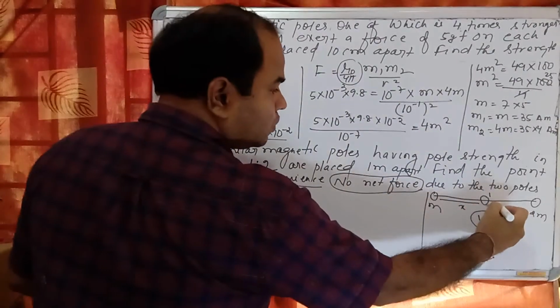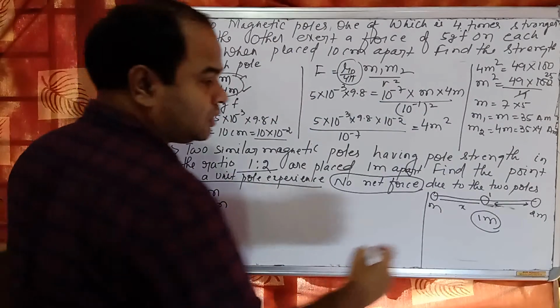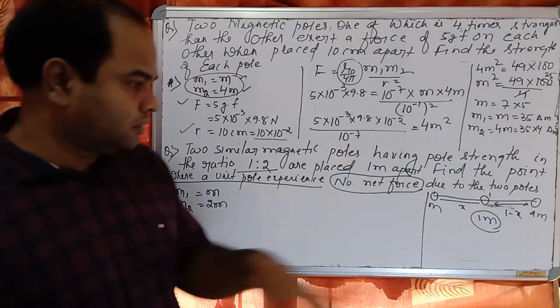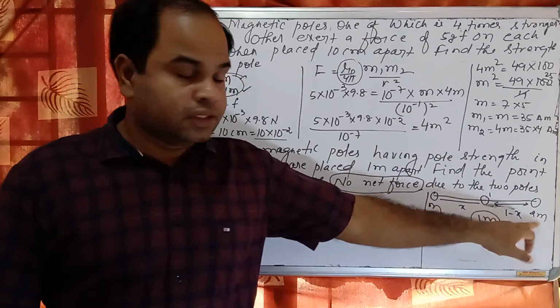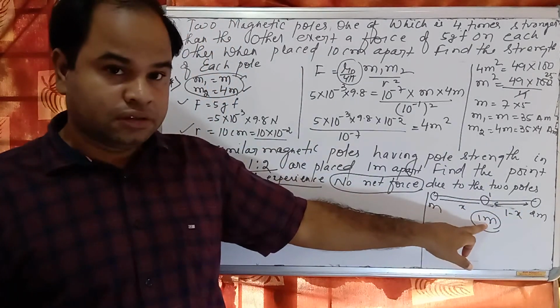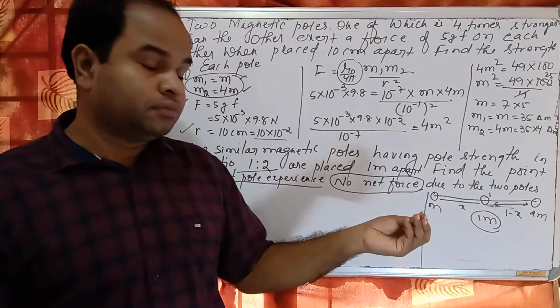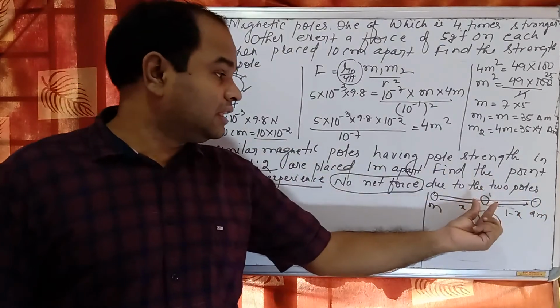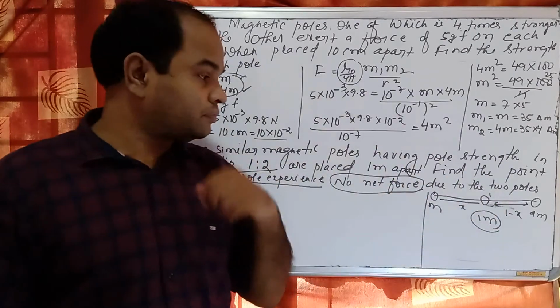So the distance from the second pole 2m will be 1 minus x. Again, there are two poles, m and 2m, placed 1 meter apart. The question is where a unit pole should be placed in between the two poles such that this pole will experience no force. Okay.